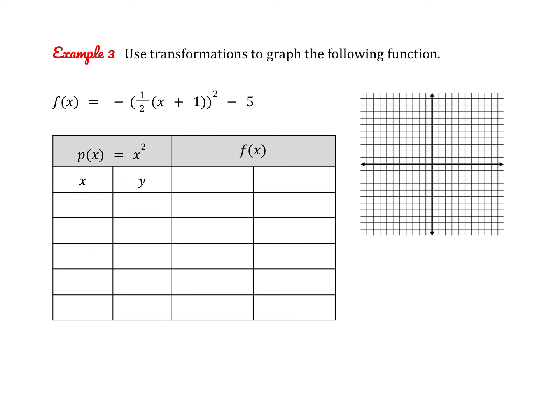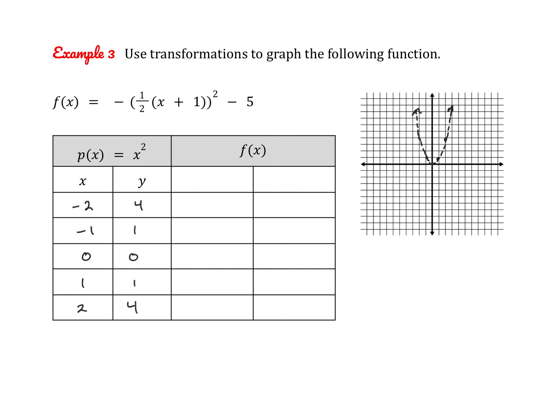So we could do -2, 4, -1, 1, 0, 0, 1, 1, and 2, 4. If you'd like, you can sketch a graph of your parent function just to see what it looks like. So it looks something like this. I'll do it with a dotted line. You don't have to do this, but you can.